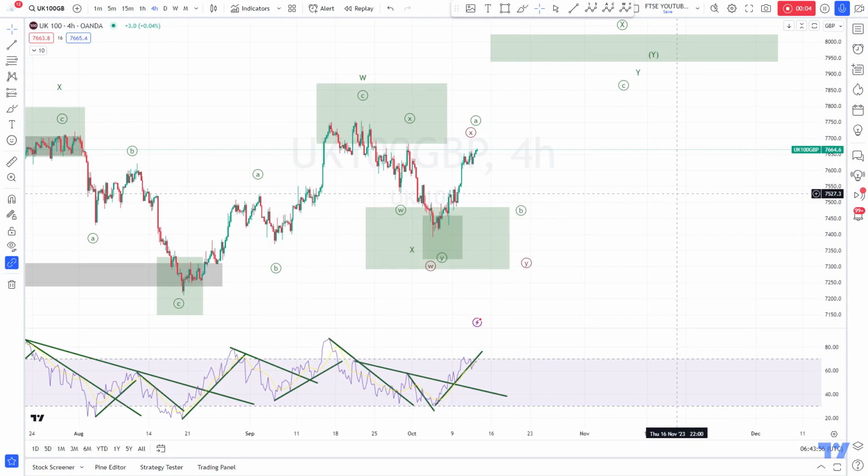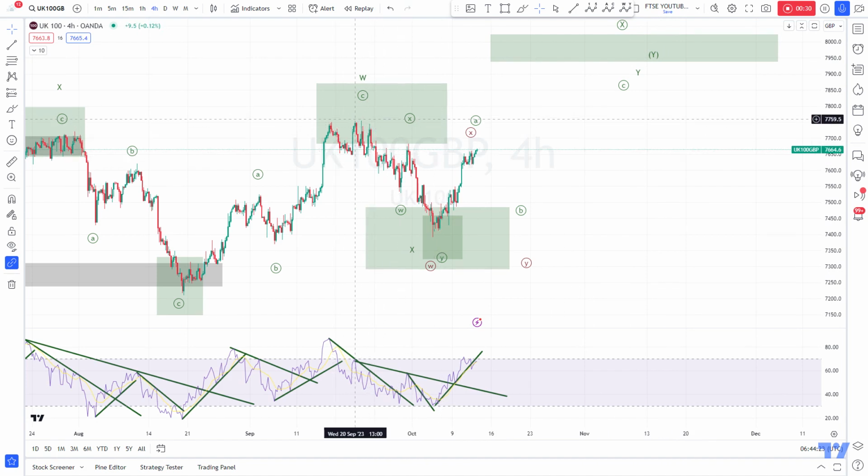Today is Thursday, October 12th. Time is around 6:45 GMT, and we will have a look at the FTSE futures on the Oanda platform. So here we are looking at the 4-hour chart, and yesterday I told you I was expecting the FTSE to go towards this area right here, but I was a bit in doubt which path we would follow.